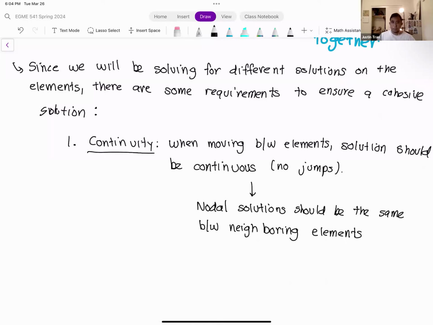So we're going to definitely make use of that fact when we're forming our systems of equations. All right, number two. The other important characteristic that your finite element solutions need to have is a characteristic called completeness.